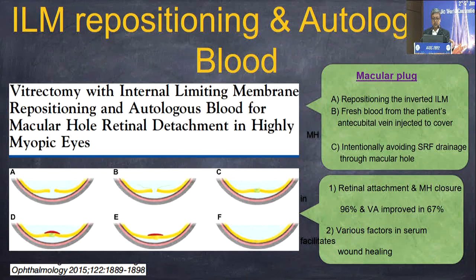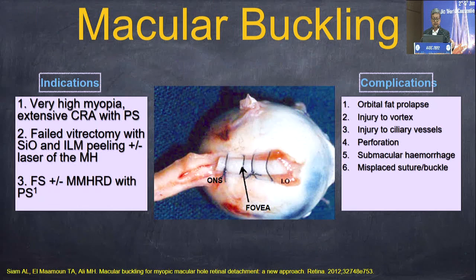Other things are also described, like posterior buckle, macular buckle. I don't have any personal experience of that, but it has a lot of complications. It has a steep learning curve also. This kind of macular buckle can be used in a very deep seated eye, very long eye, where the posterior staphyloma is quite large, where you think your instrument cannot reach up to the posterior pole.